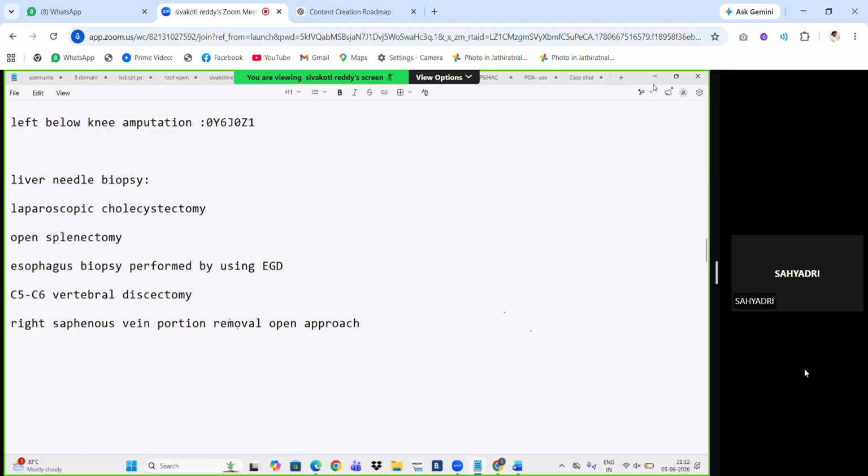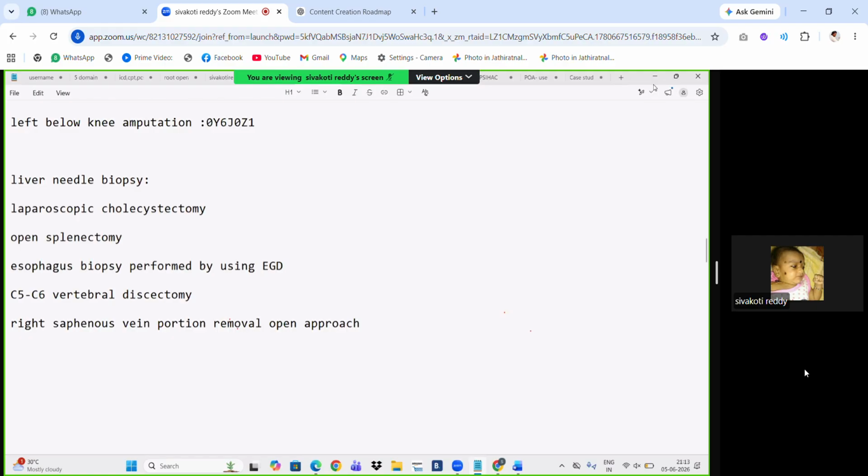One doubt, sir. Yes, sir, ask. For needle biopsy, they're not saying left or right, sir. Liver, can we take unspecified liver? They have not mentioned right or left. We have unspecified also, no? First, search for biopsy. Excision it will come, sir. Yeah, correct.